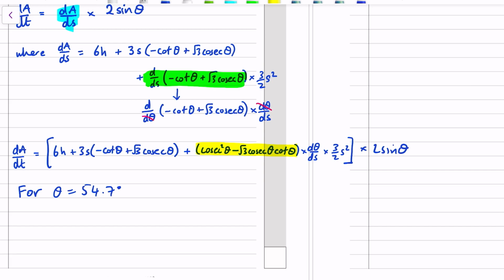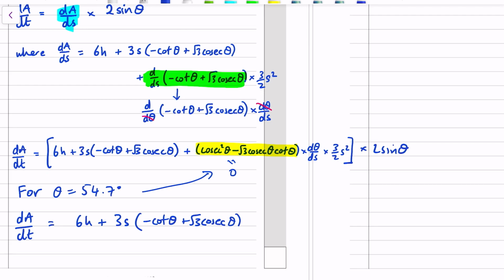You'd still have to put that there to show that you know how to differentiate, but the whole thing's going to go to 0. Therefore, dA dt equals 6h plus 3s minus cotan theta plus root 3 cosec theta, as the only term in that bracket that still lives to see another day, multiplied by 2 sine of theta.